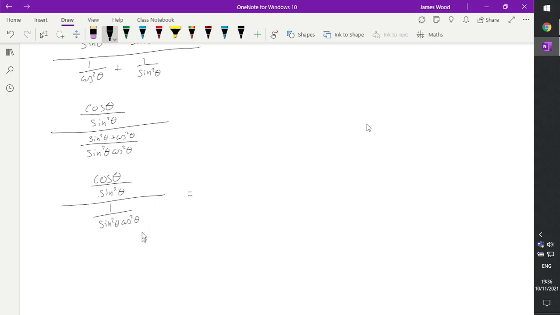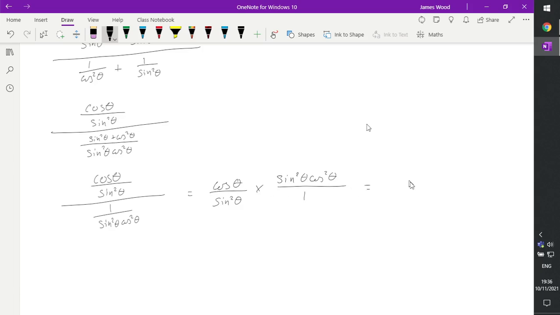Now, when we've got a fraction divided by another fraction, it's probably best to write it as a multiplication. Well, that's certainly how I will do it. So in the same way that dividing by a third is the same as timesing by 3, we can say that this is the same as timesing by the reciprocal of this, which is sine squared theta, cos squared theta over 1.